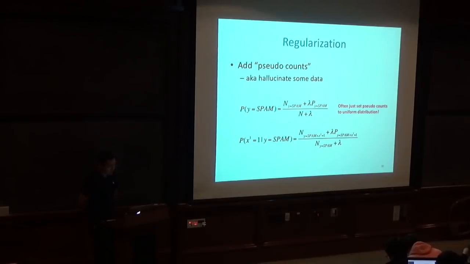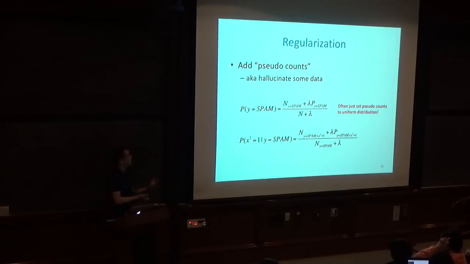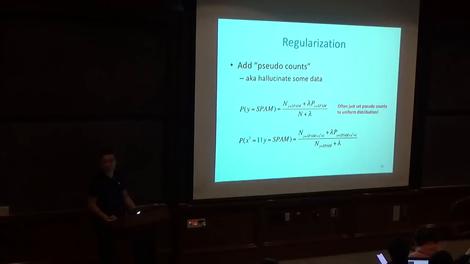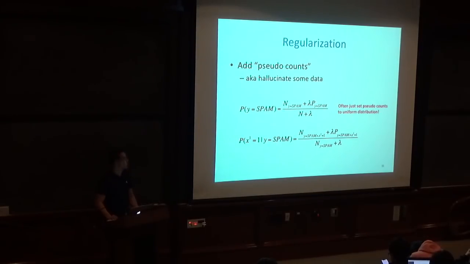Regularization. People typically regularize naive Bayes using pseudo counts as before. And instead of having a single big giant joint probability table, it's now a factorization to smaller probability tables, and we just add pseudo counts to each of the smaller probability tables. Typically uniform distribution.